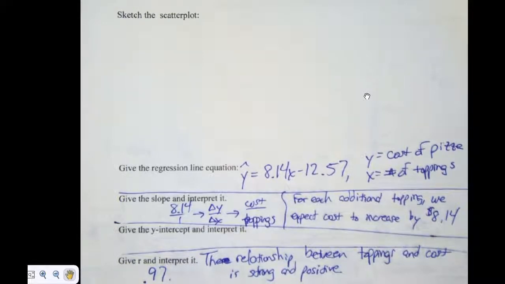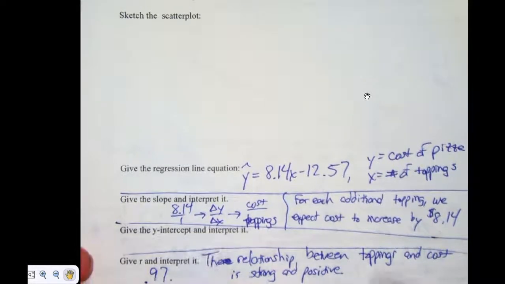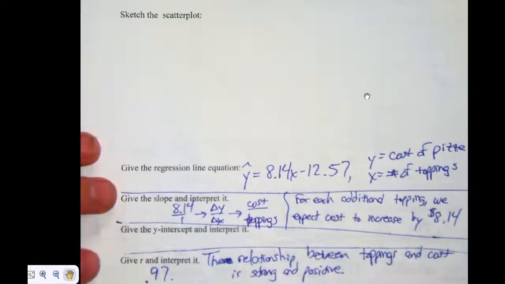I know a couple of the cons you were asking about yesterday. We just talked about. So, yeah. Well, and the interpret slope and y-intercept is. And with the r squared, it's a little different. We didn't do r squared yet. We did r. R squared I'll show you in a second. Yeah. Okay, so give the y-intercept and interpret it.